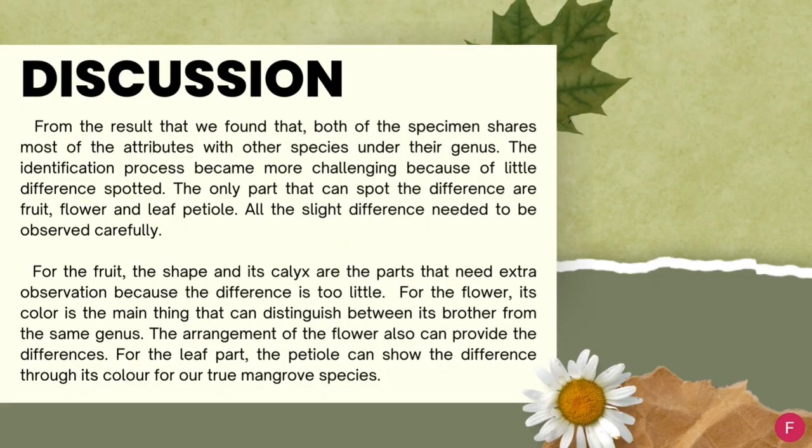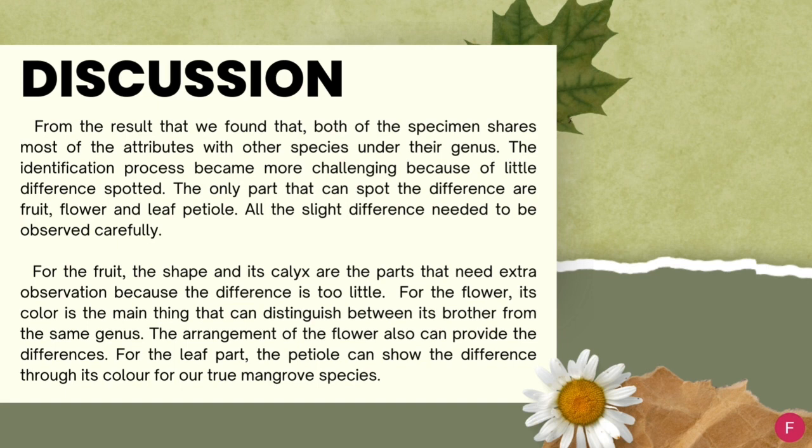Okay, now we look at the discussion part. From the result, we found that both of the specimens share most of the attributes with other species under their genus. The identification process becomes more challenging because of the little difference spotted. The only parts that can show the difference are the fruit, flower, and the leaf petiole. All the slight differences need to be observed carefully.